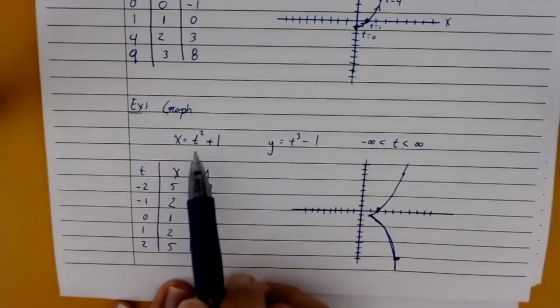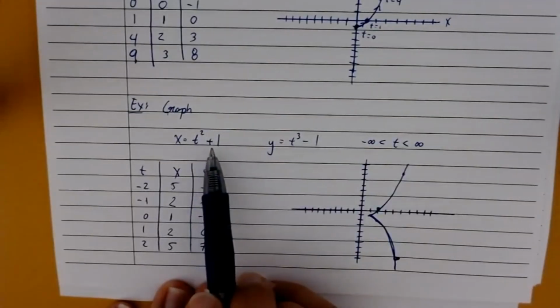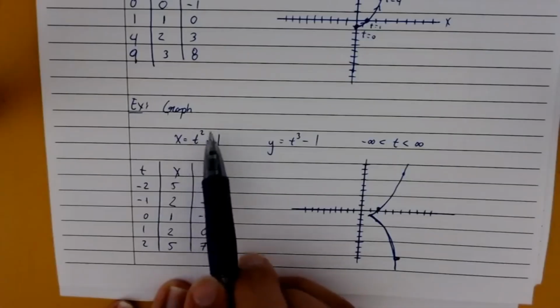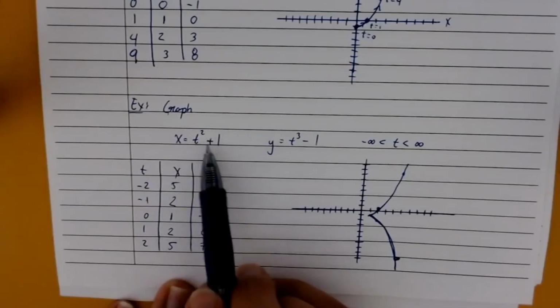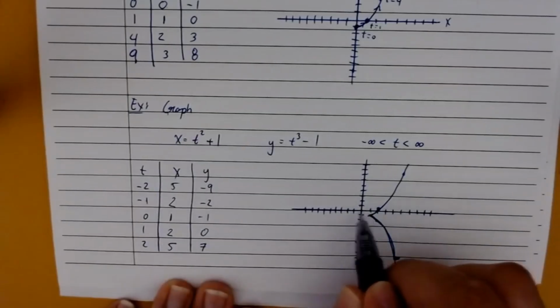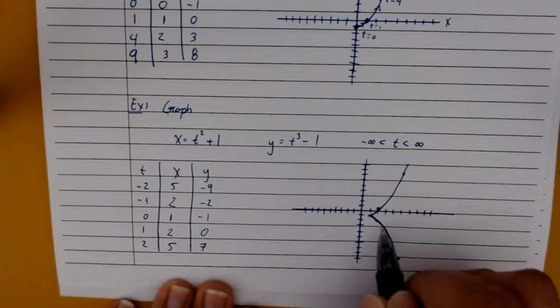Notice that your x value will always be 1 or greater, because after all, if you square any number, you get a positive, plus 1. So the smallest this can ever be is 0, which means the smallest x can ever be is 0 plus 1. Okay, so x will never get any less than 1. That's how I know it wouldn't continue back this way. It's going to come to here and then over here.